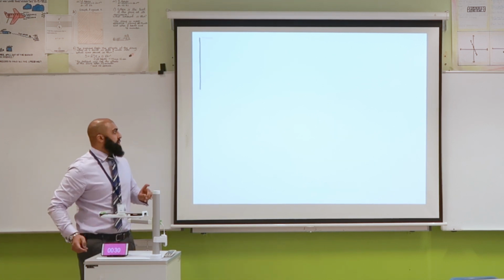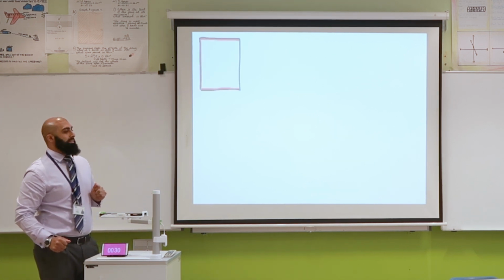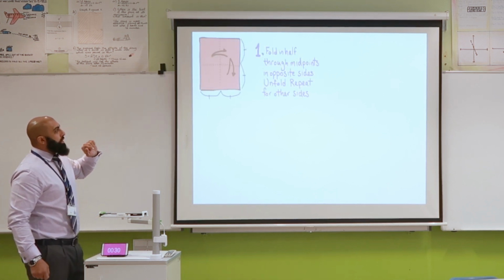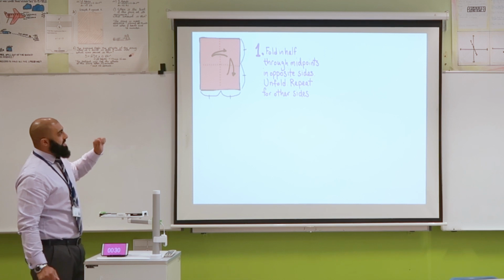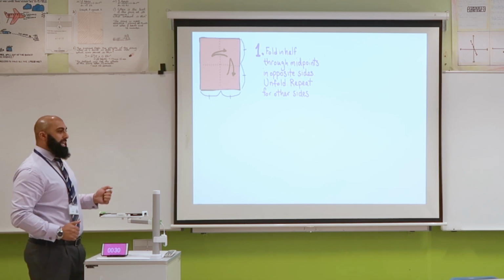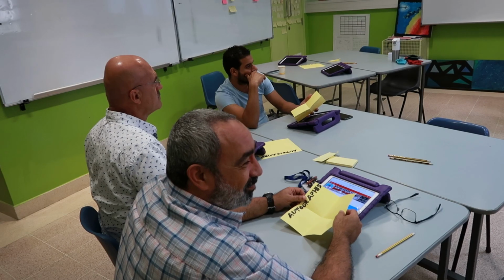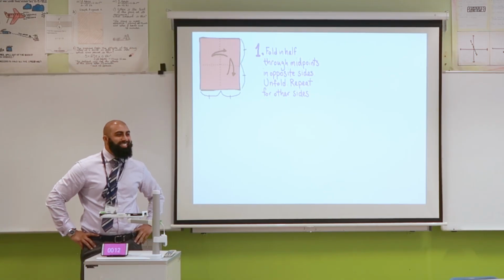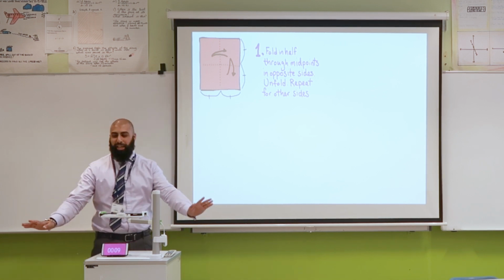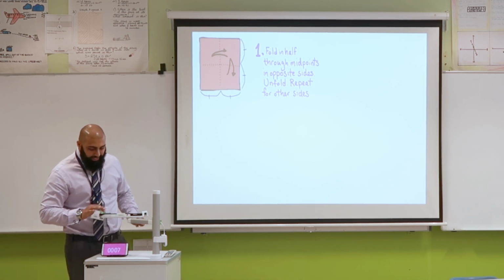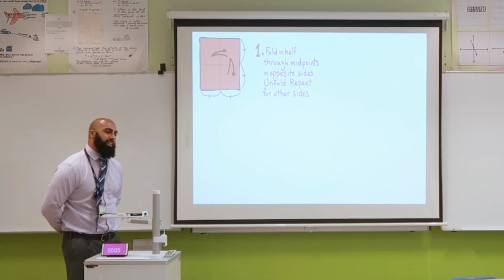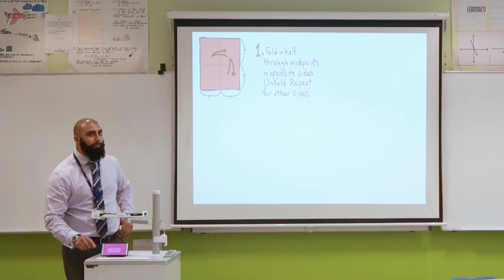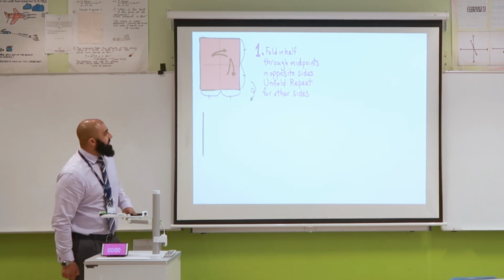So the first instruction is, wait for it. Fold in half through midpoints in opposite sides, unfold, repeat for the other side. Not too difficult, huh? Well, I'm not going to check up. The next instruction, we've got 6 seconds. I'm going to wait for it. End. Right, okay, here we go.